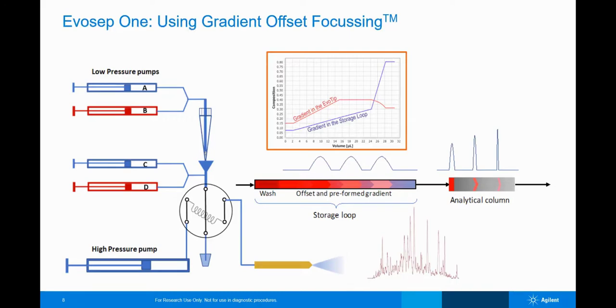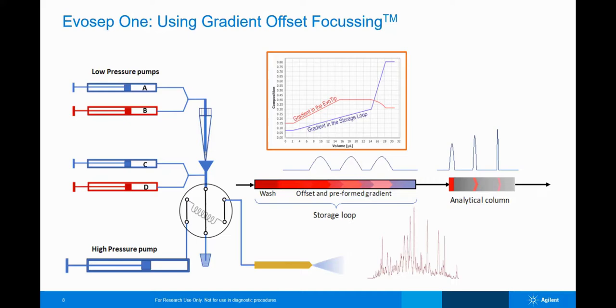Evosep provides 6 methods which cover a range of use cases, from high throughput studies such as 300 samples per day to proteomics discovery type studies, which will give 15 injections per day. So the LC flow rate can range from 4 microliters per minute to 220 nanoliters per minute.